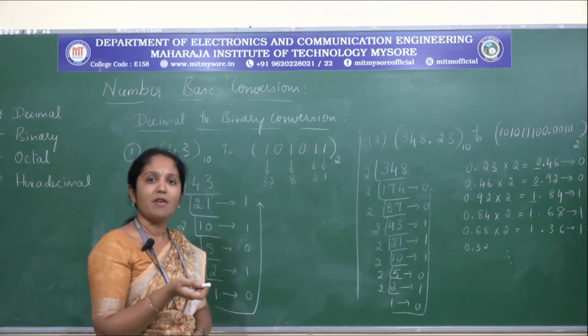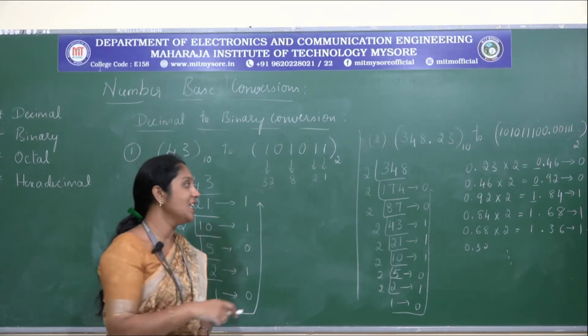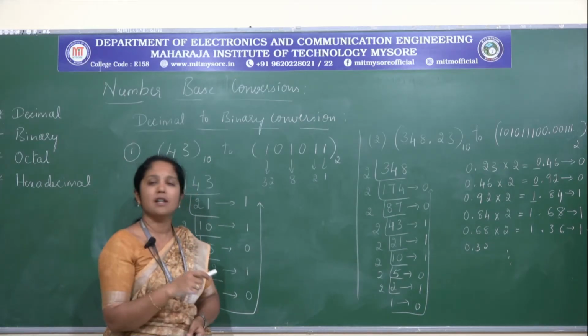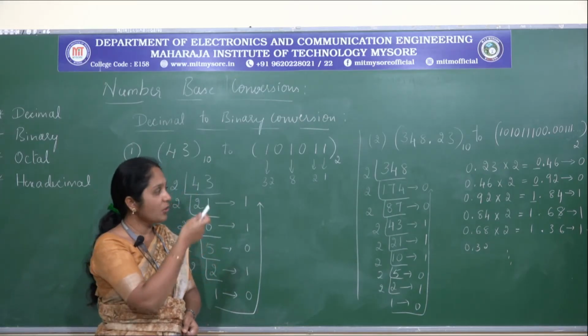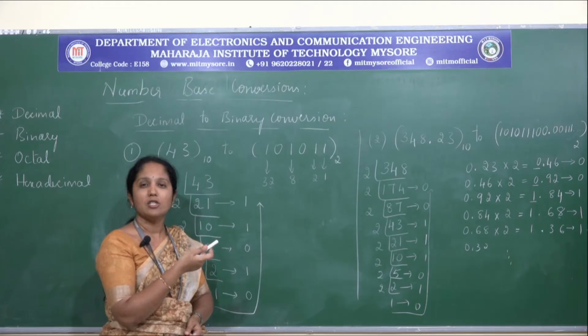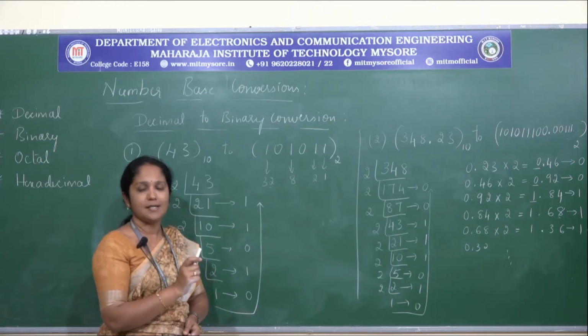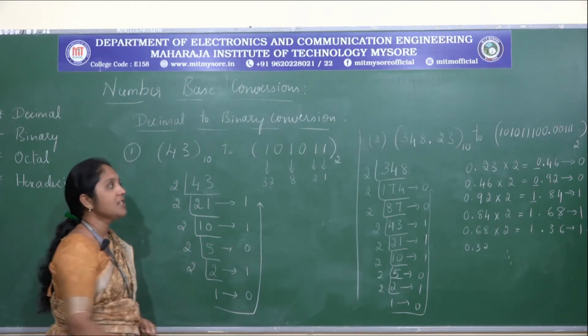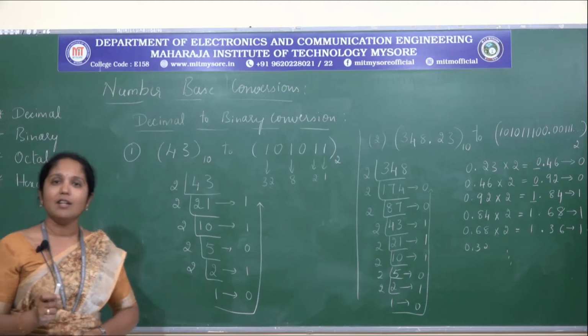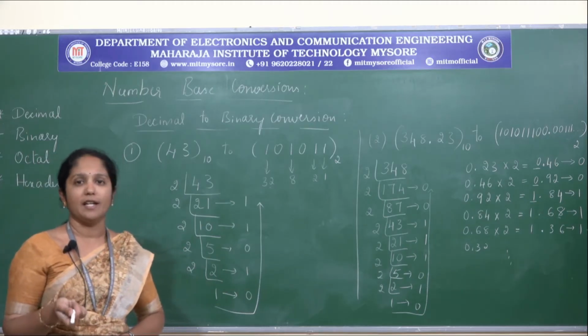because the conversion has not stopped, because we have not obtained 0 yet. Sometimes we will arrive at 0 soon, but in this case, since I have considered 0.23, it is okay, and you can stop up to 4 to 5 digits. Yes, so that is how we convert a given decimal number to binary number.